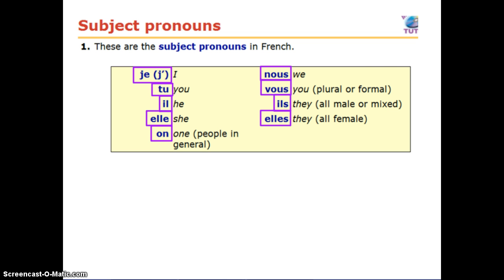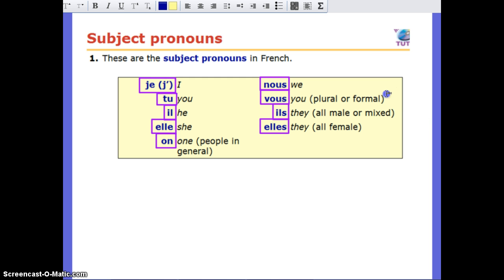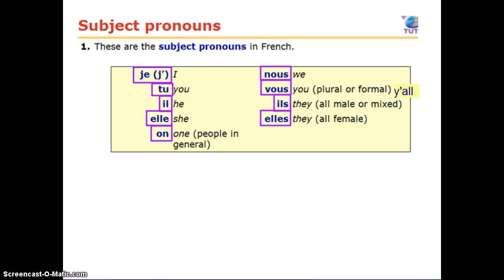Vous technically means you, but I really wish that you'd stop right now on your notes, and instead of writing you, I want you to actually write the word y'all. Here, I'll type it in for you right now as we go. I know it's not grammatically correct in English. Please don't tell your English teachers. But a lot of people have a better time remembering vous and what it means if they remember that it means y'all. Usually vous gets used when you're talking to a group of people.